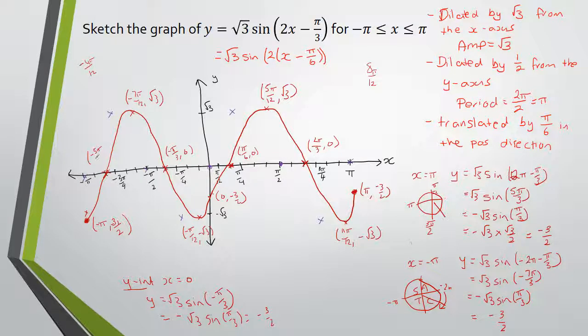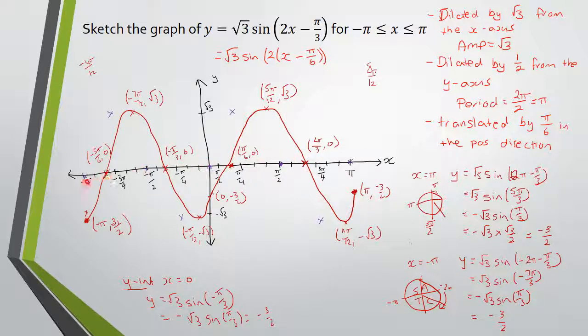Our value here was at negative 9 pi on 12. We add 2 to that, negative 7 pi on 12 and square root of 3. And our last value here, negative 10 pi on 12, or negative 5 pi on 6 when we simplify. So we end up with our graph here.